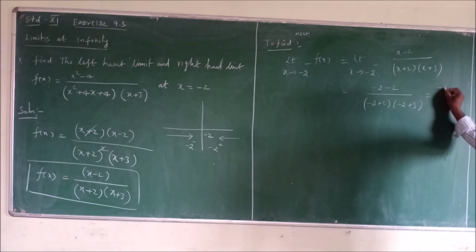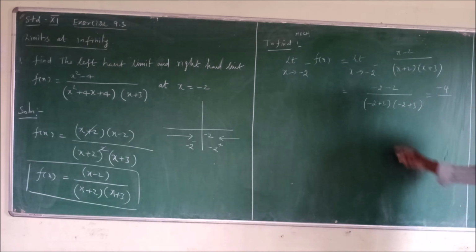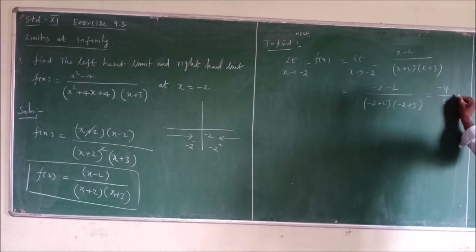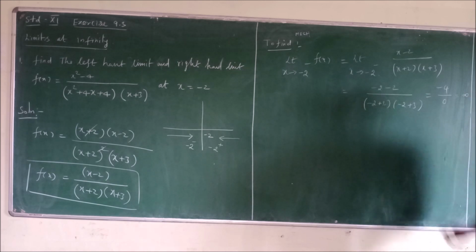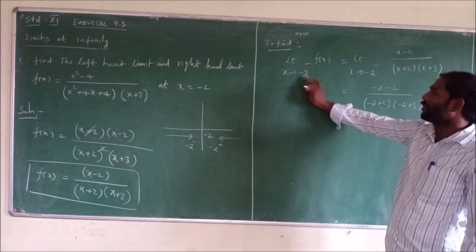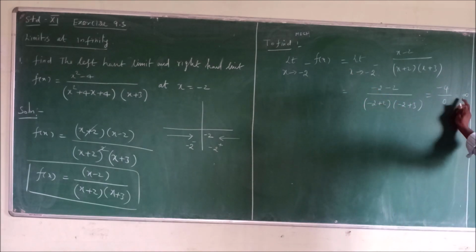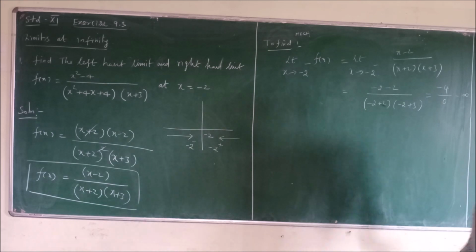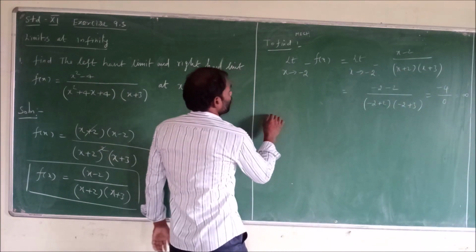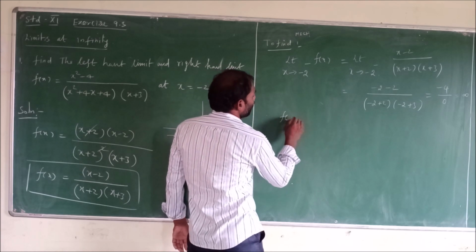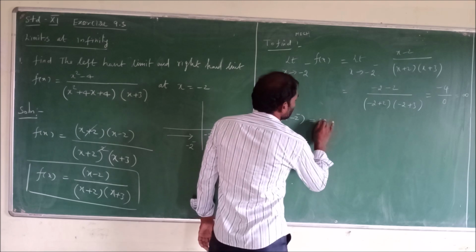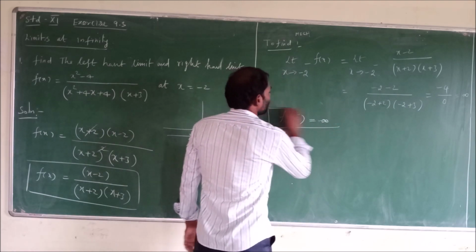The value of the numerator is minus 4. The denominator: minus 2 plus 2 is 0, and 0 into (2 plus 3) is 0. So anything by 0 is infinity. Therefore, the left hand limit as x approaches minus 2 from the left is plus infinity. This is clear: the left hand limit of f of x at minus 2 minus equals plus infinity.